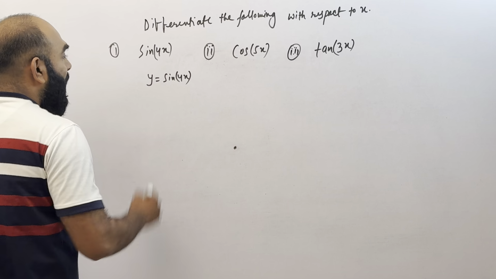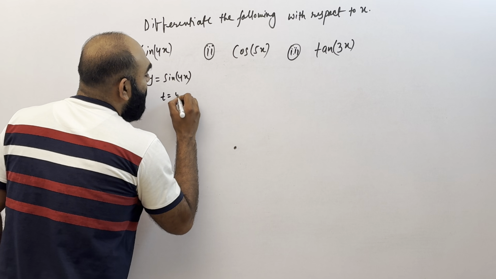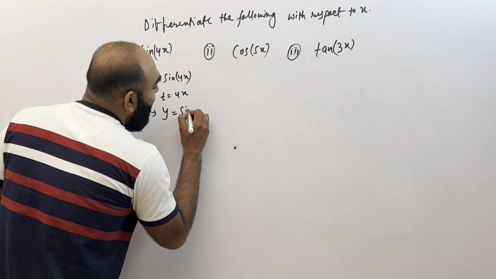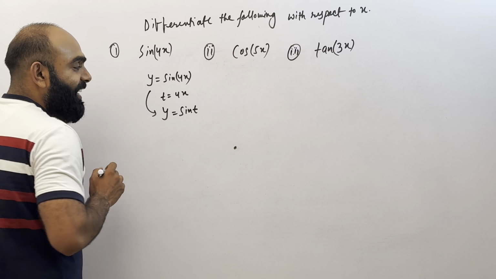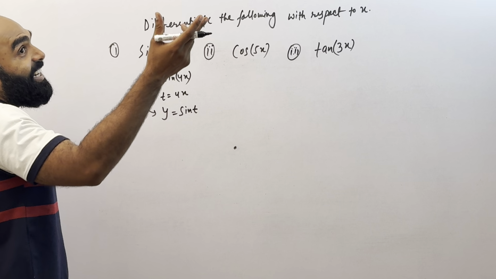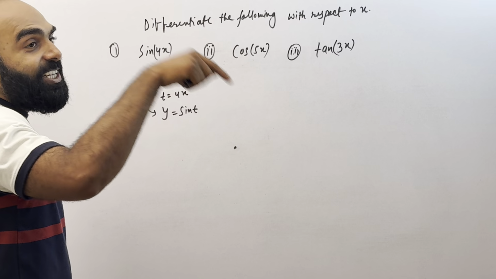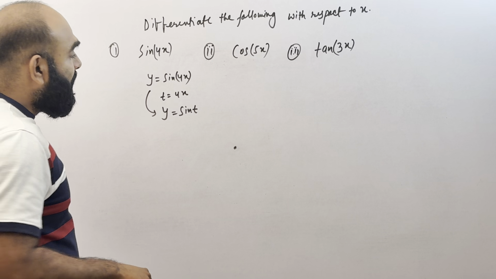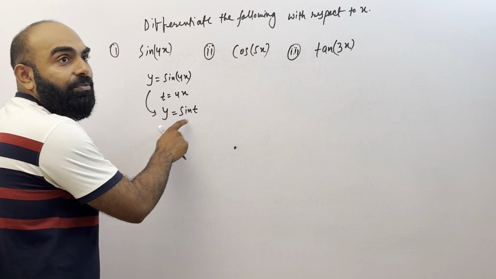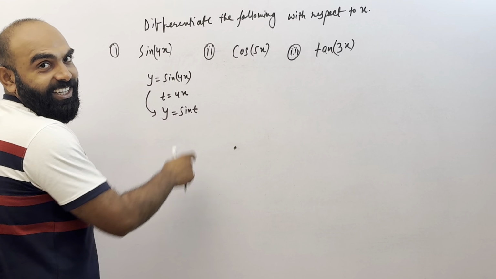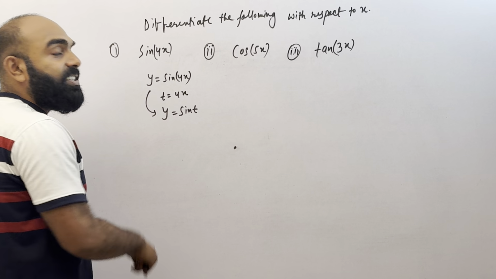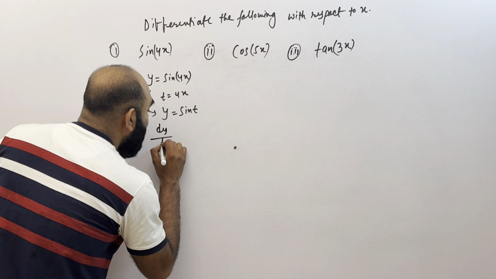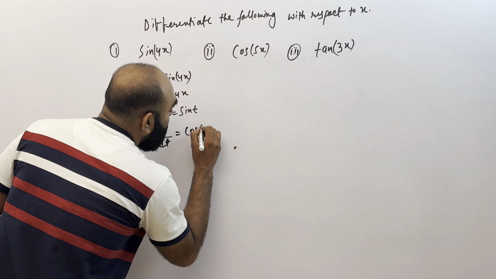So what will I do? I will take let t is equal to 4x. So this function will become y is equal to sine t. Now this was y is equal to sine x, where we differentiate with dx and sine x differentiation is cos x. This function y is a function of t, f of t, sine t, so I will differentiate with respect to dt. Can I write dy by dt is equal to cos t.